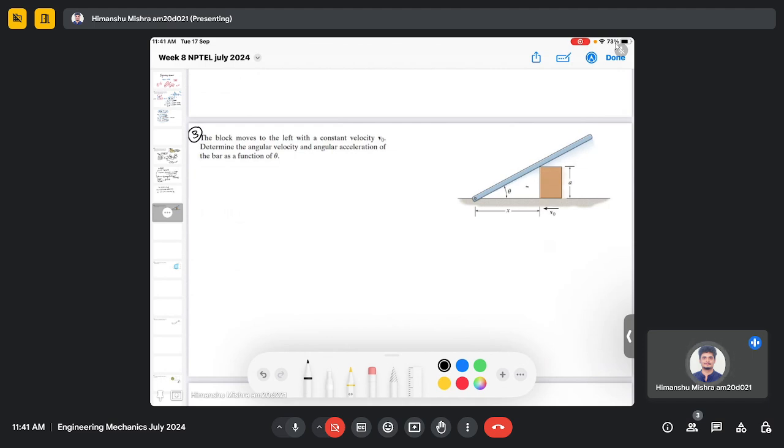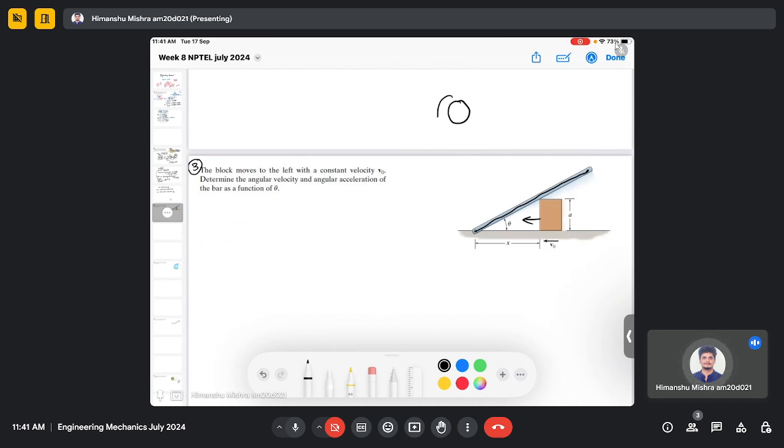In this problem we are given that this block is moving to the left, and as it moves left, an angular velocity is imparted to this rod. In the previous problem we had an angular velocity in one of the members, which resulted in the translating velocity of the rod. But here we are given the translating velocity of one member, this block, which imparts some angular velocity and angular acceleration in this rod, and we need to find these quantities.